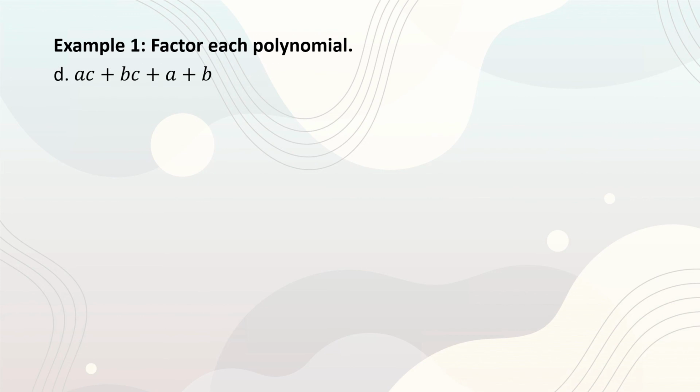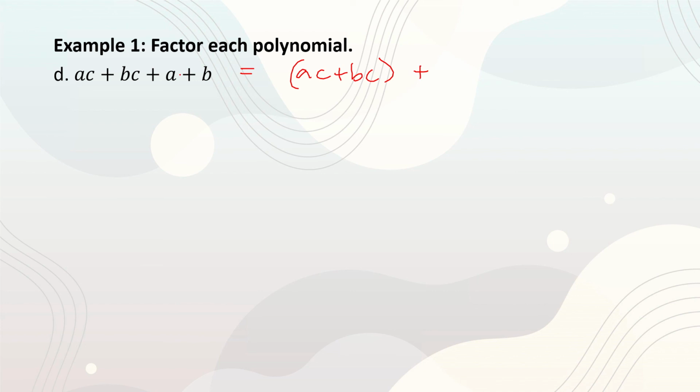Let's now proceed to D. The given is AC plus BC plus A plus B. Same pattern. You have to group together the terms with a common factor. That's the point of using factoring by grouping. So for this one, pwede mong i-group together si AC at saka si BC. Because they have a common factor which is C.